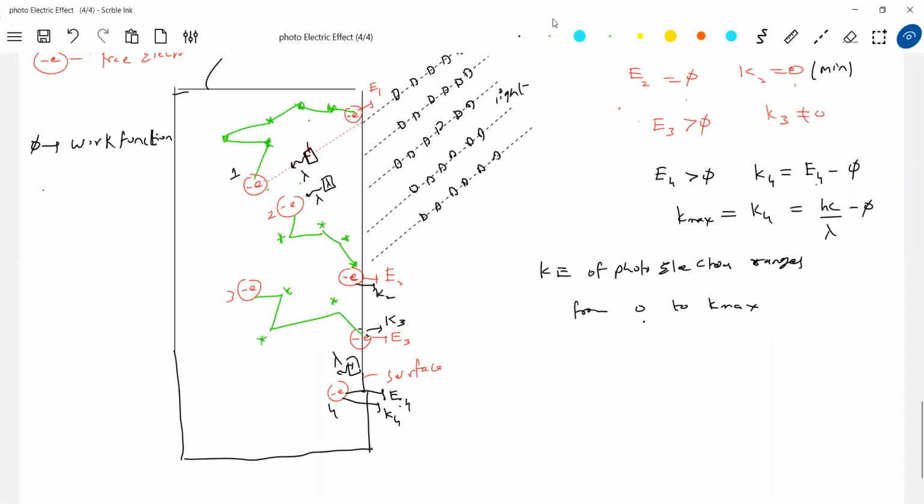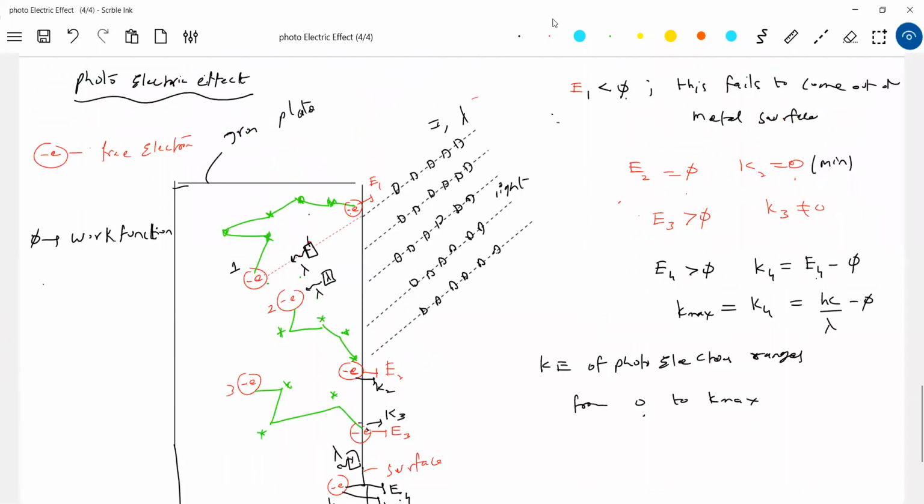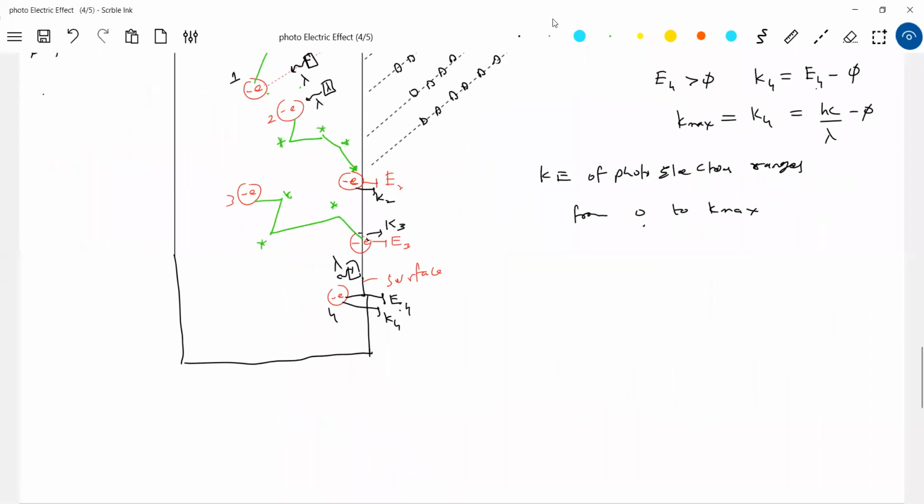Okay, let's go for the experiment. The photoelectric effect experiment. This was observed by scientists prior to 1896. They were unable to give any explanation. Why 0 to K max? Why 0 to K max here? So let's explore other ways.